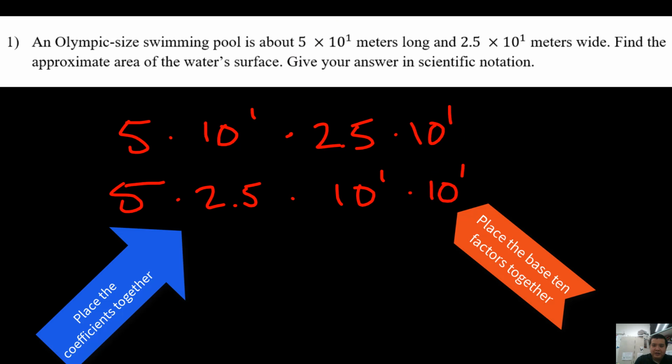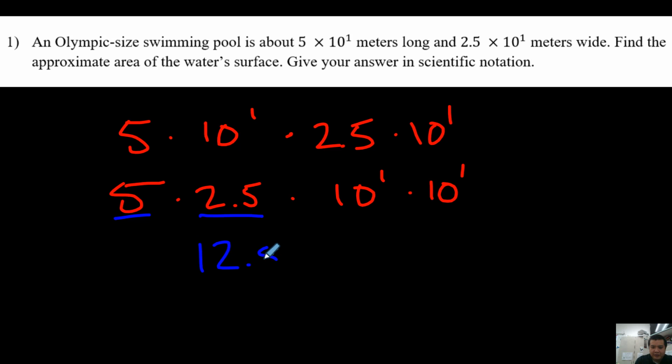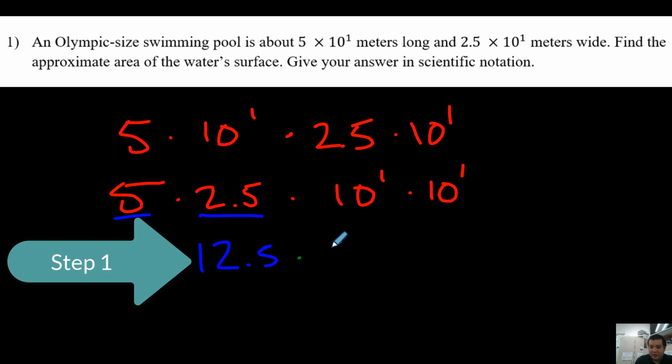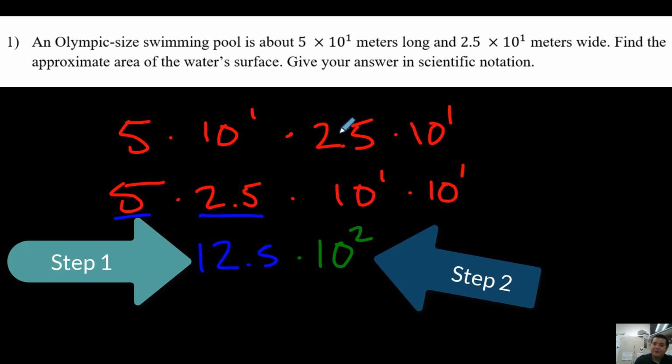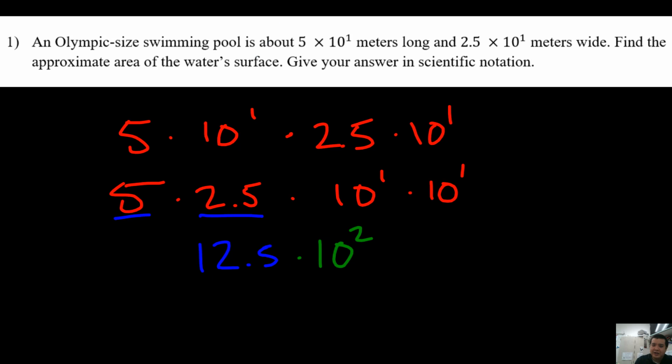Now, these are the coefficients right here, 5 and 2.5, so I'm going to multiply them together, and we get 12.5. Then I'm going to multiply the bases together, 10 to the 1 times 10 to the 1, we add the exponents, so we get 10 to the second. Now, those are the first 2 steps. We have multiplied the coefficients, we have multiplied the bases together.